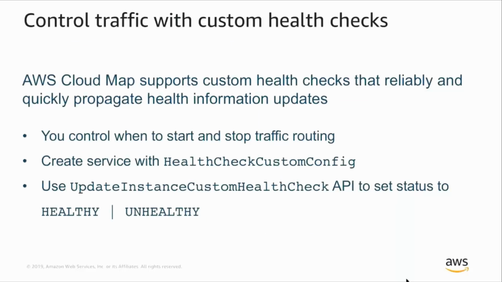There is another important feature of AWS Cloud Map I wanted to talk about today. It's custom health checks. This is a mechanism that helps you control traffic and really start or stop traffic routing to particular resources. So when you create a new service, you can create custom health checks with it. And in that case, you have access to an API called Update Instance Custom Health Status that really sets the status to healthy or unhealthy. So you can say that instance is not healthy yet, don't route traffic to it.